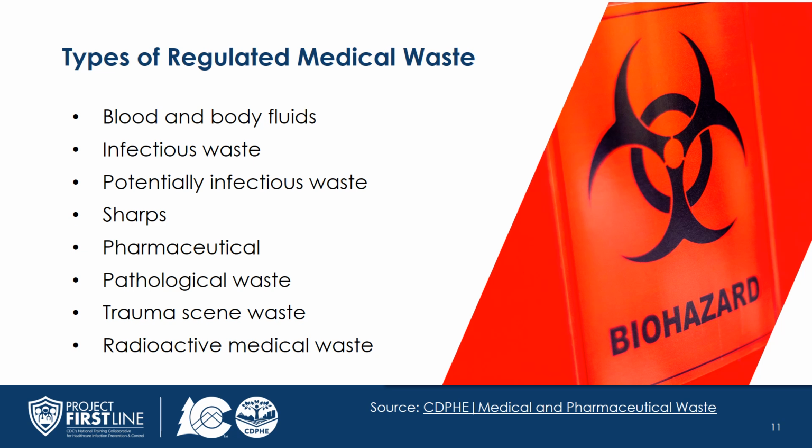Regulated medical waste also includes potentially infectious waste, sharps, pathological waste such as body tissues, organs, and limbs, pharmaceutical waste, trauma waste, and radioactive waste. Waste should always be segregated and disposed of in a labeled or color-coded container. While you may not encounter certain categories of regulated medical waste in your line of work, it's important to be familiar with your facility's policies and procedures so that you are prepared to safely handle such wastes.